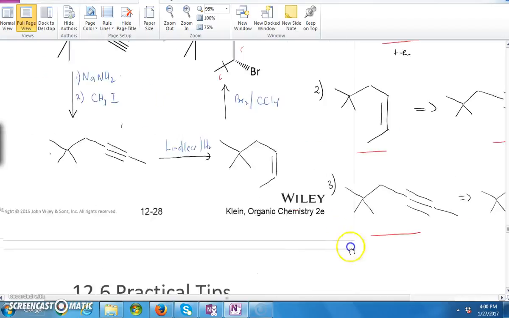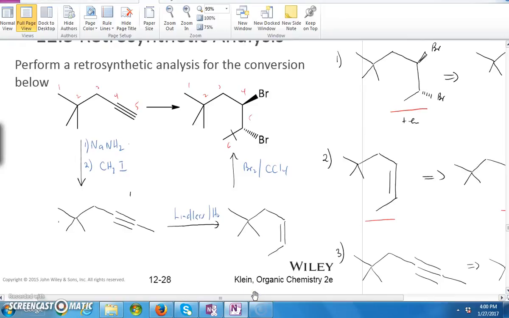And if you look at all the steps here, which I've summarized for you, the first thing you want to do is extend the chain by one carbon. Once you have the chain extended by one carbon, then you want to do a Lindlar to give you the cis or the Z alkene. Then you do the addition of bromine, you get the anti-addition. You can see the bromines are anti with respect to one another.